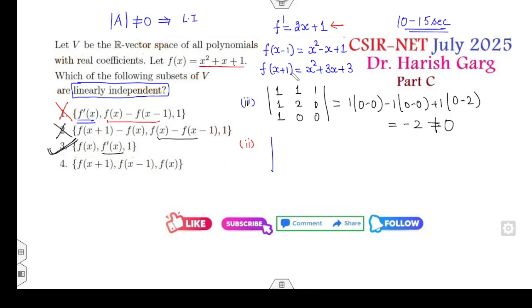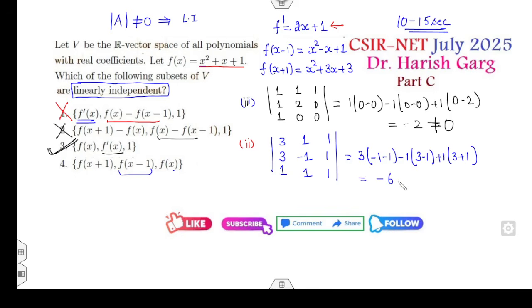Look at the last one: f of x plus 1, constant, coefficient of x, x square. f of x minus 1, constant term, coefficient of x square, and f of x: 1, 1 and 1. So if you find the determinant, it's minus 1 and minus 1, then it is 3 minus 1 and plus 1 of 3 plus 1. So clearly it's minus 6, minus 2, 4 plus 4, which is non-zero. So yes, it is also LI. Third and fourth, that is C and D, are the right answers of the problem.